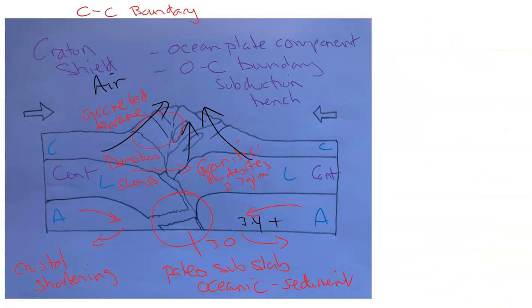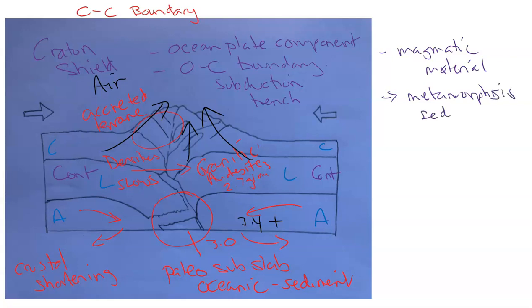So going back to the subduction slab where the ocean-continent initial collision happened, you're going to have some magmatic material that's formed because of the subduction. You're going to have some metamorphosis of the sediments and of the basalt, which is the main component of the ocean crust. So you're going to have your different variations of metamorphic rock from basalt, based on temperature and pressure.